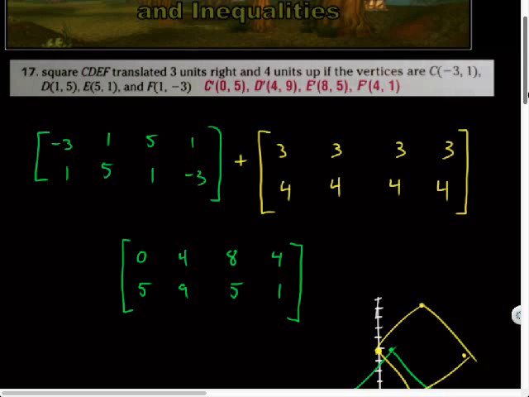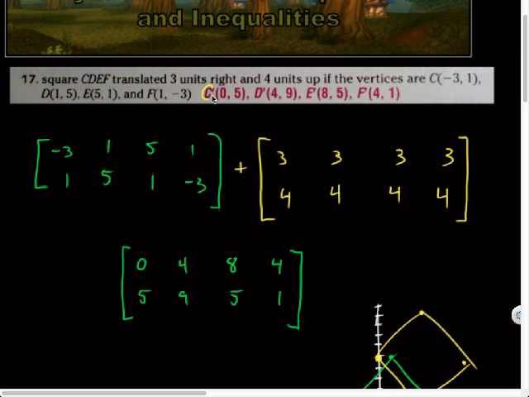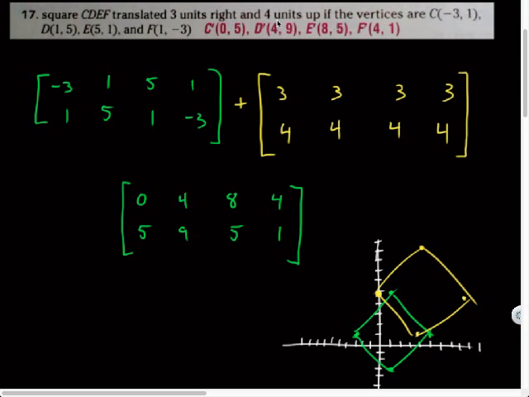Notice that when they labeled it, they called it C prime, D prime, E prime, F prime. So the image, the end result after some sort of transformation, you can label all of your points with primes in order to symbolize that change. So let's look at another example.